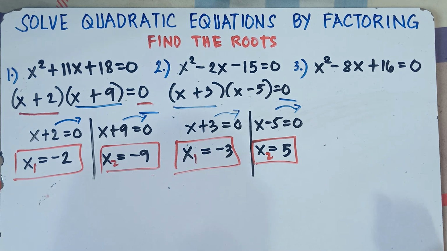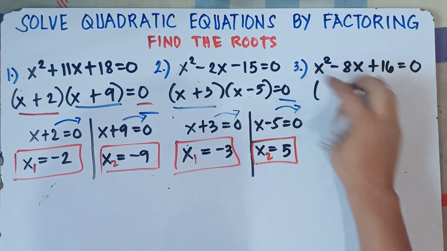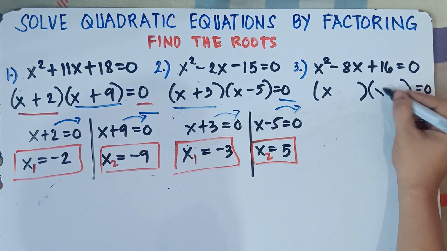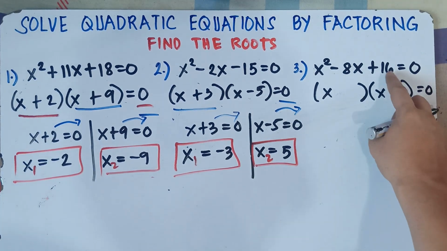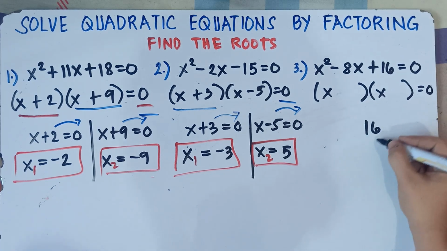Let's have number 3. So, once again, put 2 parentheses because our a value is just 1. Then equals 0. You put x, and then you find factors of 16 that when you multiply, you will get 16, and when you combine, you will get negative 8. What are those factors of 16?